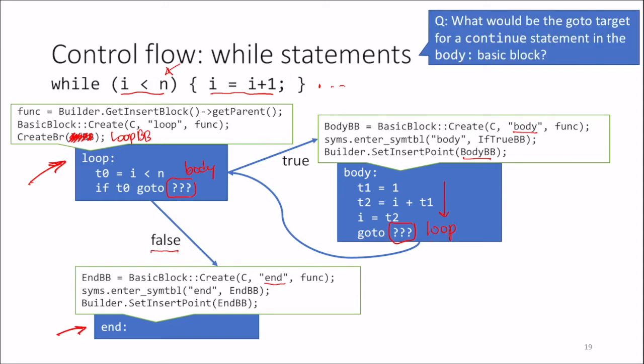So one question is, what would be the go-to target for a continue statement in this body? So instead of these statements, what if we had a continue? Remember that a continue is something that would go back to the start of the while loop. As soon as it sees a continue, it's going to go back to the start of the while loop. You need to make sure that that doesn't result in an infinite loop, of course.